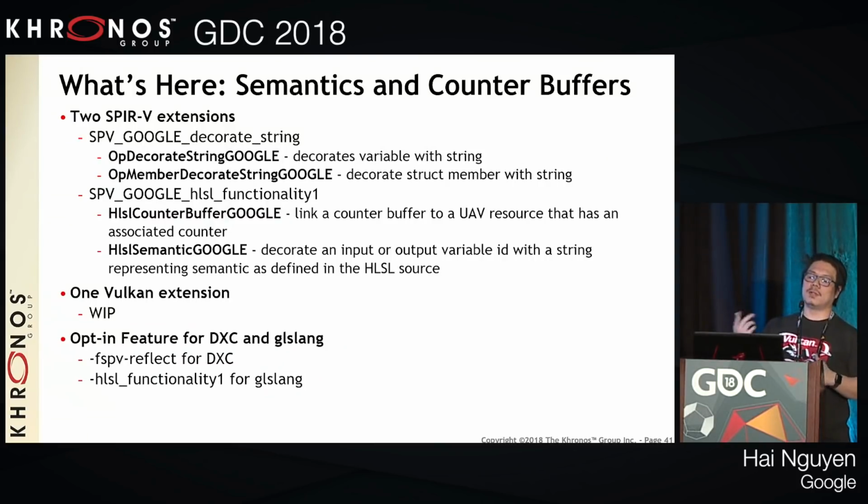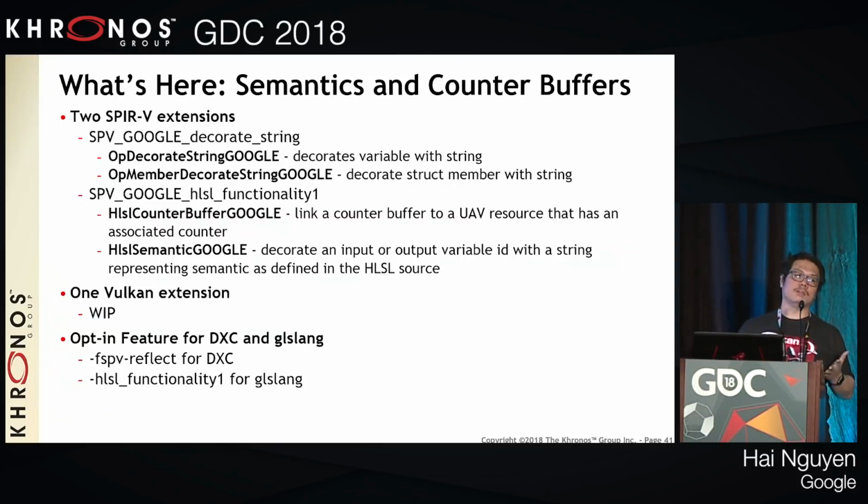This leverages the previous extension to add the string decoration to a variable or a struct member for the semantic that is defined in the HLSL source. The other one has been a problem for quite a while, and there have been a lot of workarounds, but there is a decoration that explicitly links a structured buffer with the counter buffer associated with it. This is a hard link. You don't have to parse the name of the variable anymore with @count. The Vulkan extension is in progress.